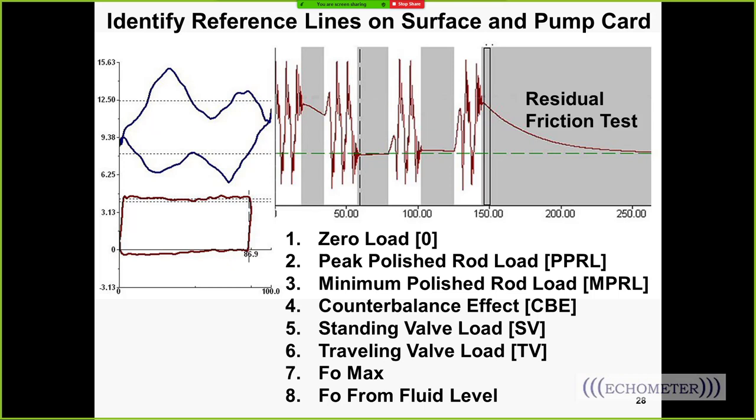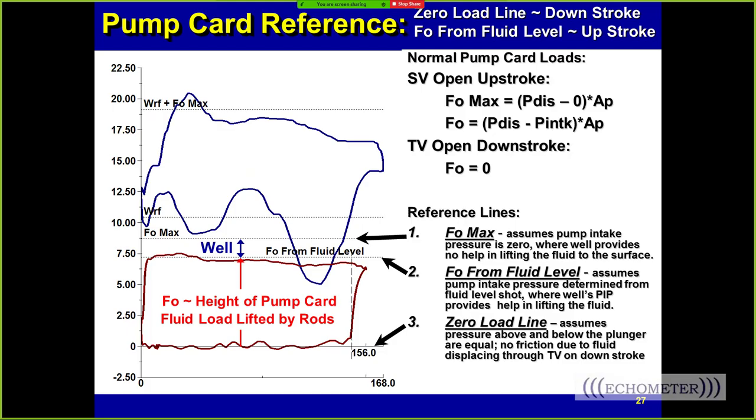One more question is, looking at the polish rod stroke length versus the plunger stroke length, what factors affect the difference in length? Well, the pumping speed and the fluid load. So when this is a surface stroke of 168 inches, and this pump stroke is 156 inches, it's less. And it's less due to the stretch of picking up the fluid load.